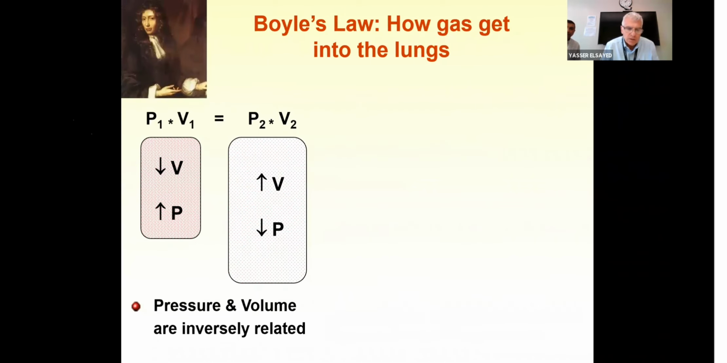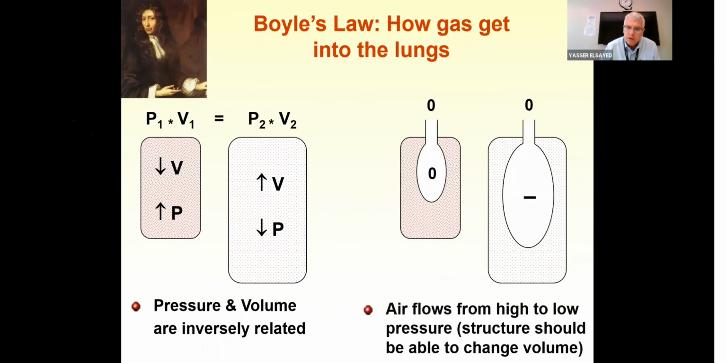There's a law that was described by Boyle in 1662 that described how the pressure of a gas tends to increase as the volume of the container decreases. As you can see, this equation shows that as volume 2 increases, the pressure 2 will have to decrease proportionally to maintain the equality of the equation. Pressure needs to increase, as you can see in this graphic. So if you translate that into the lungs, we know that air flows from high to low pressure as long as the structure is able to change volume.